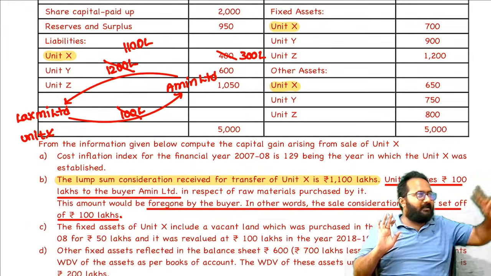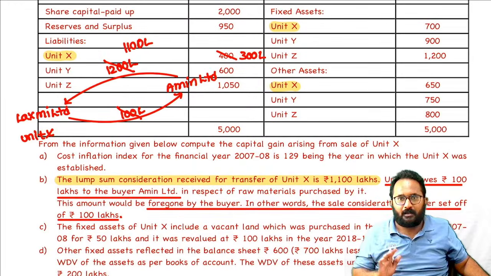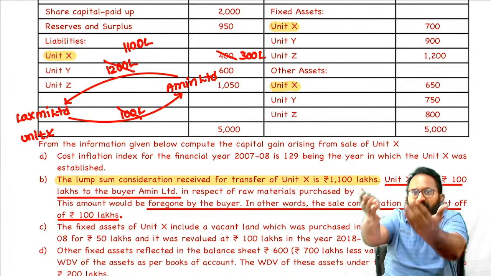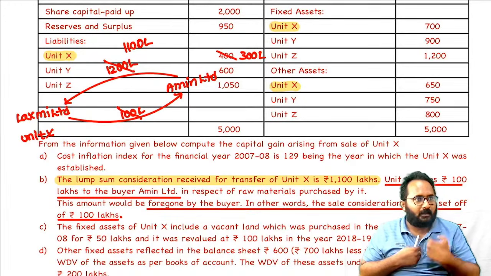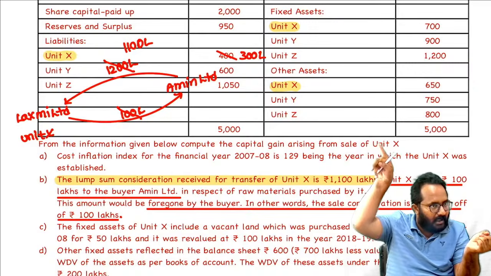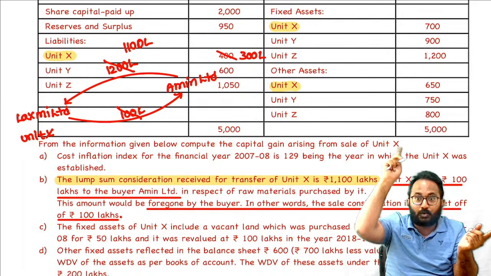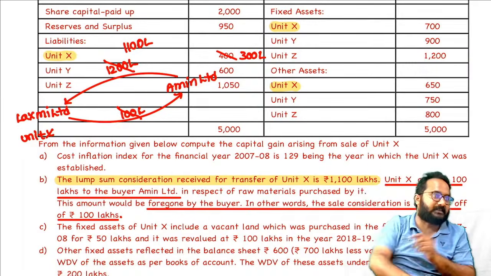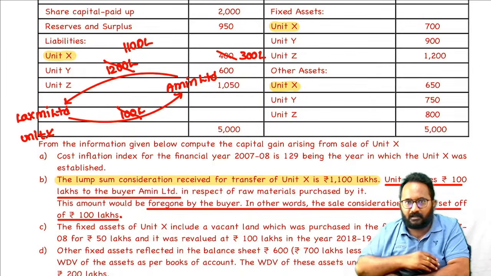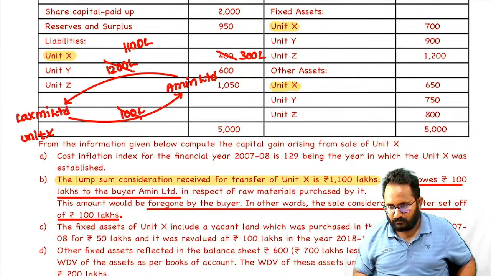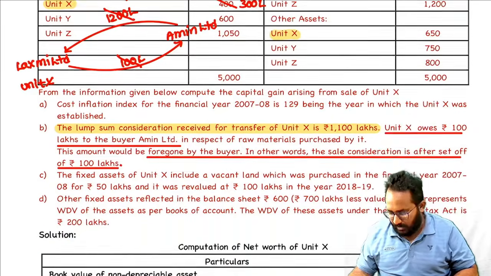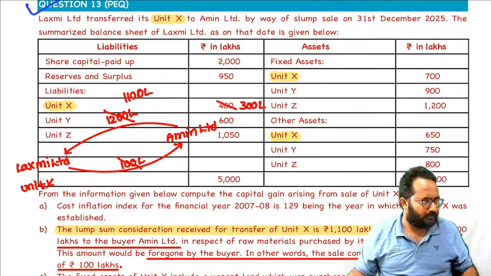Understood? Previous question and this question are different only, because previously I have to receive both the things. But here I have to receive one thing and I have to pay another thing. Understood? These are 2013 exam questions. At any time they can give. All of you understood? The remaining facts are the same only.